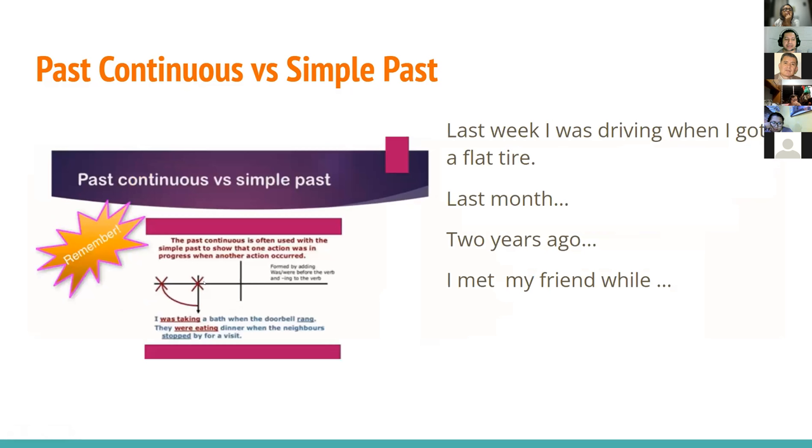And this is the end, I guess, for the past continuous and simple past. Remember, it says the past continuous is often used with the simple past to show that one action was in progress when another action occurred. I was taking a bath when the doorbell rang. They were eating dinner when the neighbors stopped by for a visit. And we have more examples here.